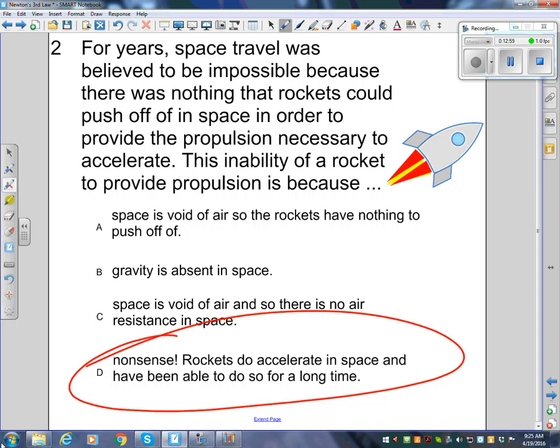Space is void of air, so there's no air resistance in space. Is that true? Uh-huh, but that's not the reason. Because all of those are assuming all three of these. This is good practice for university guys because they throw multiple choice questions at you and they throw trick questions at you. All of these, A, B, and C, are all assuming that rockets don't accelerate. And they're giving you true reasons, but they're not reasons for rockets not accelerating because rockets do accelerate. So the correct answer must be D. Rockets do accelerate in space, and have been able to do so since the beginning of time.